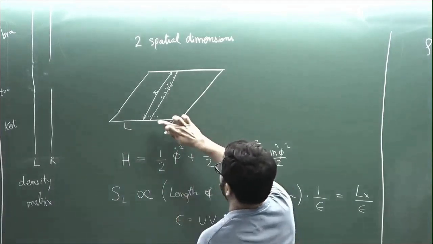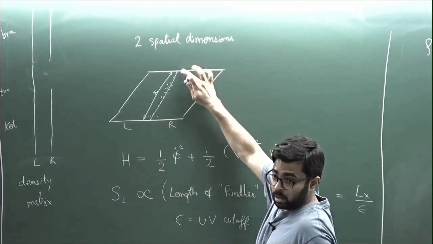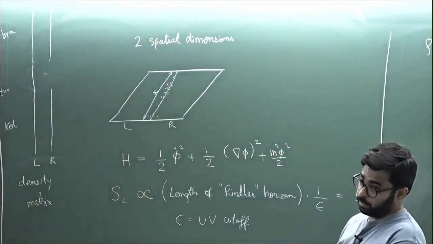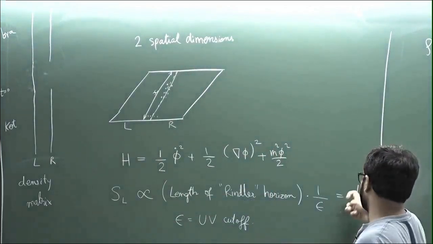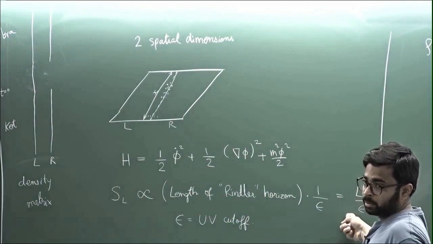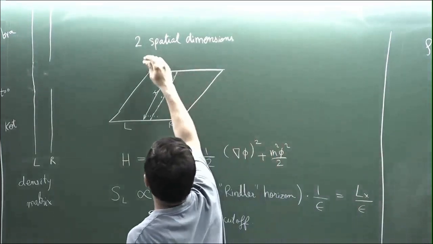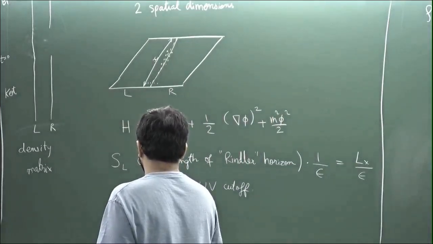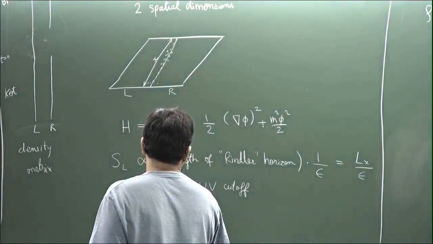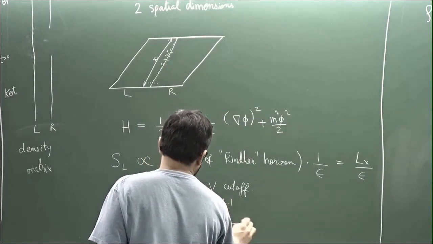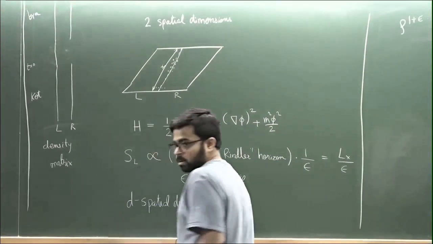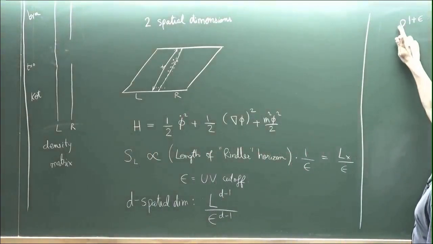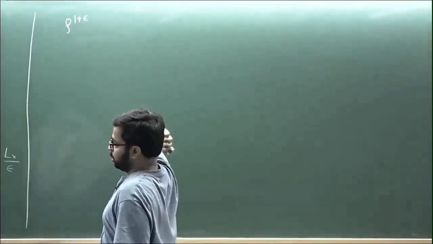It's because this was proportional to the length, right? That I argued, and this is dimensionless. So epsilon is a lattice sort of, imagine putting it on a lattice. So to make it dimensionless, you just divide by 1 power of epsilon. If you were in D spatial dimensions, this would be L to the D minus 1 divided by epsilon to the D minus 1. It's a dimension.